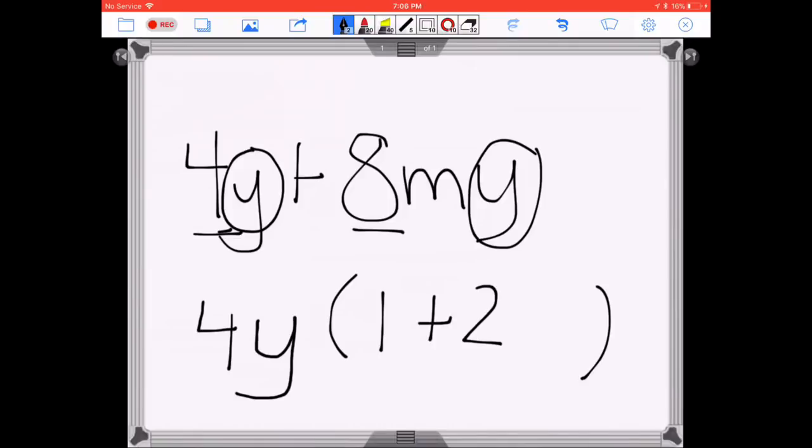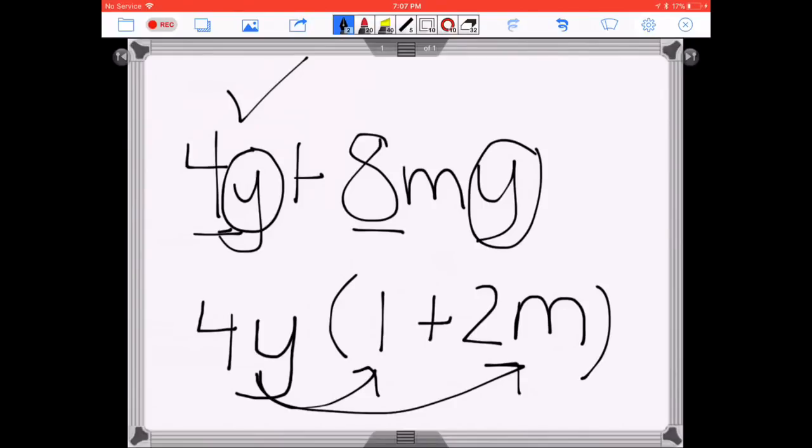And we divide it by y, so we don't need any more y's, but we're still missing that m here. And when we think back to the distributive property and try to distribute this back, are we going to get the original expression back? 4y times 1, well, that's going to be 4y. And 4y times 2m, well, that's going to be 8my. And so, in fact, we do get back the original expression.